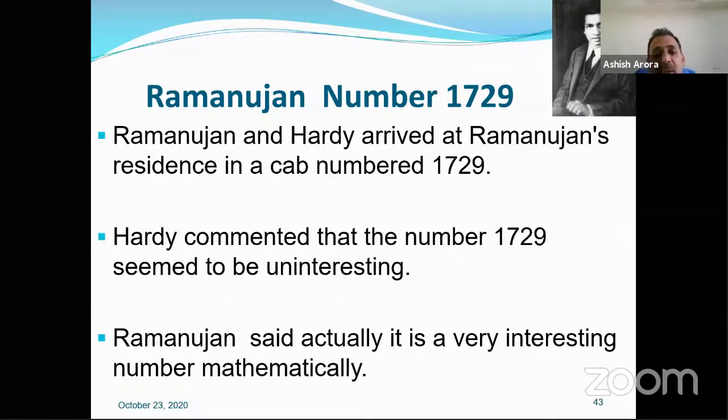Ramanujan and Hardy arrived at Ramanujan's residence in a cab number 1729.